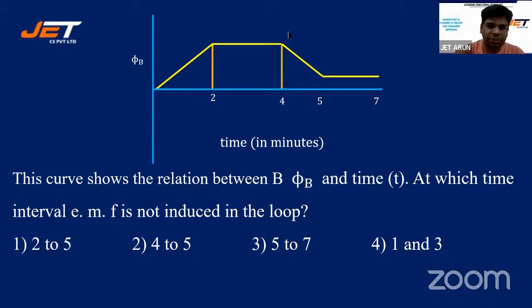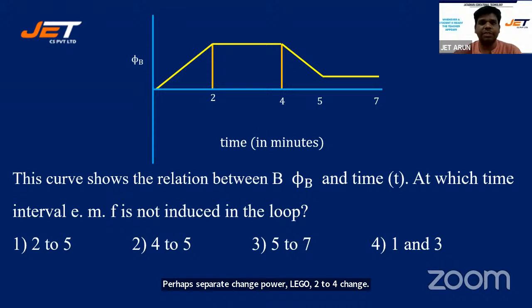Yes. So students, carefully understand this graph. Look, flux is not changing from 2 to 4, and it is not changing from 5 to 7. Only when there is a change in flux will you have induced EMF. When there is no change of flux, there is no induced EMF. So from 2 to 4 there is no change, flux is constant. From 5 to 7 there is no change, flux is constant. So EMF would be 0 between 2 to 4 and 5 to 7. That's it.